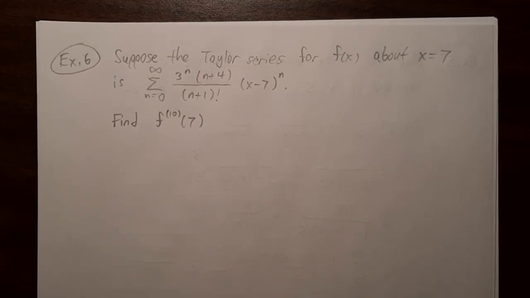So this example is kind of similar to example 3, although it's kind of a backward example from example 3 in a bit. If you remember, in example 3, we were given what the nth derivative of f at a certain point was, and we wanted to derive a Taylor series. So in this case, we're going the other way around. We have a Taylor series, and we want to find the nth derivative, or really just the 10th derivative in this case, evaluated at 7.